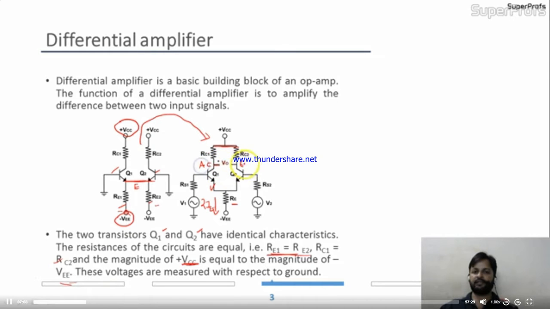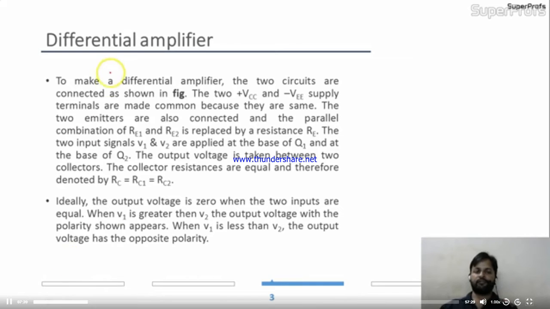We are considering terminal A and terminal B. A belongs to Q1, B belongs to Q2. And here we'll take the difference of outputs. Is it okay? This is a differential amplifier. So, to make a differential amplifier, the two circuits are connected as shown in the figure we have seen earlier. The two plus VCC and minus VEE supply terminals are made common. Yes, we have done this, because they are the same. Okay.